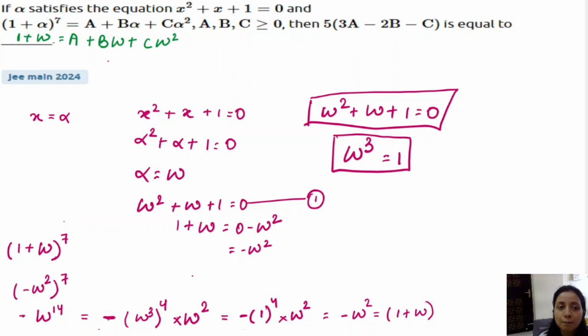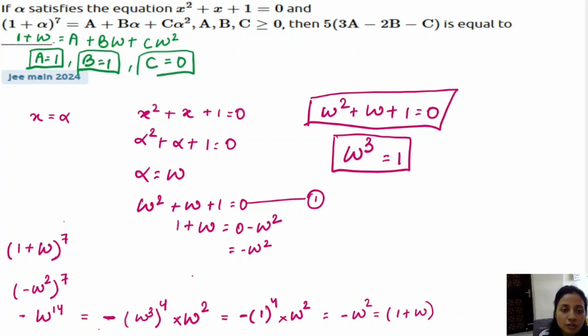Now we'll be doing the comparison on both sides. We'll compare the coefficients on both sides. So we'll be getting a as just 1, the constant term. b we are getting as the coefficient of omega, that is again positive 1. And c is nothing but 0. Now we know our a, b, c. Yes, it is fulfilling the given condition, that is a, b, c need to be greater than or equal to 0. Now we are supposed to calculate this expression, that is 5 in bracket 3a minus 2b minus c.